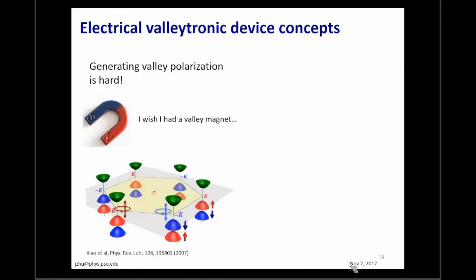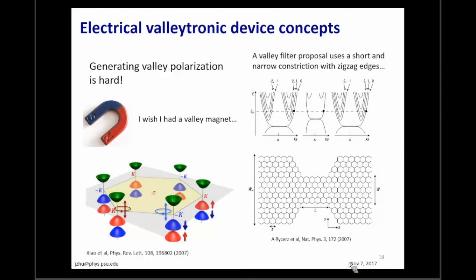If you're able to couple something to light, you have a little bit of an easier time. But even valleytronics using light is not something that has been done. If you want to ask for a device that doesn't use light at all, and just uses pure electrical signals, then you're asking for a lot more trouble. I'll give you a flavor of one of the theoretical proposals out there that proposes to make a valley filter. That valley filter consists of a piece of graphene with a very narrow constriction here that has zigzag edges. Okay. Zigzag edges. Don't know how to do that. Right? This is very hard experimentally.